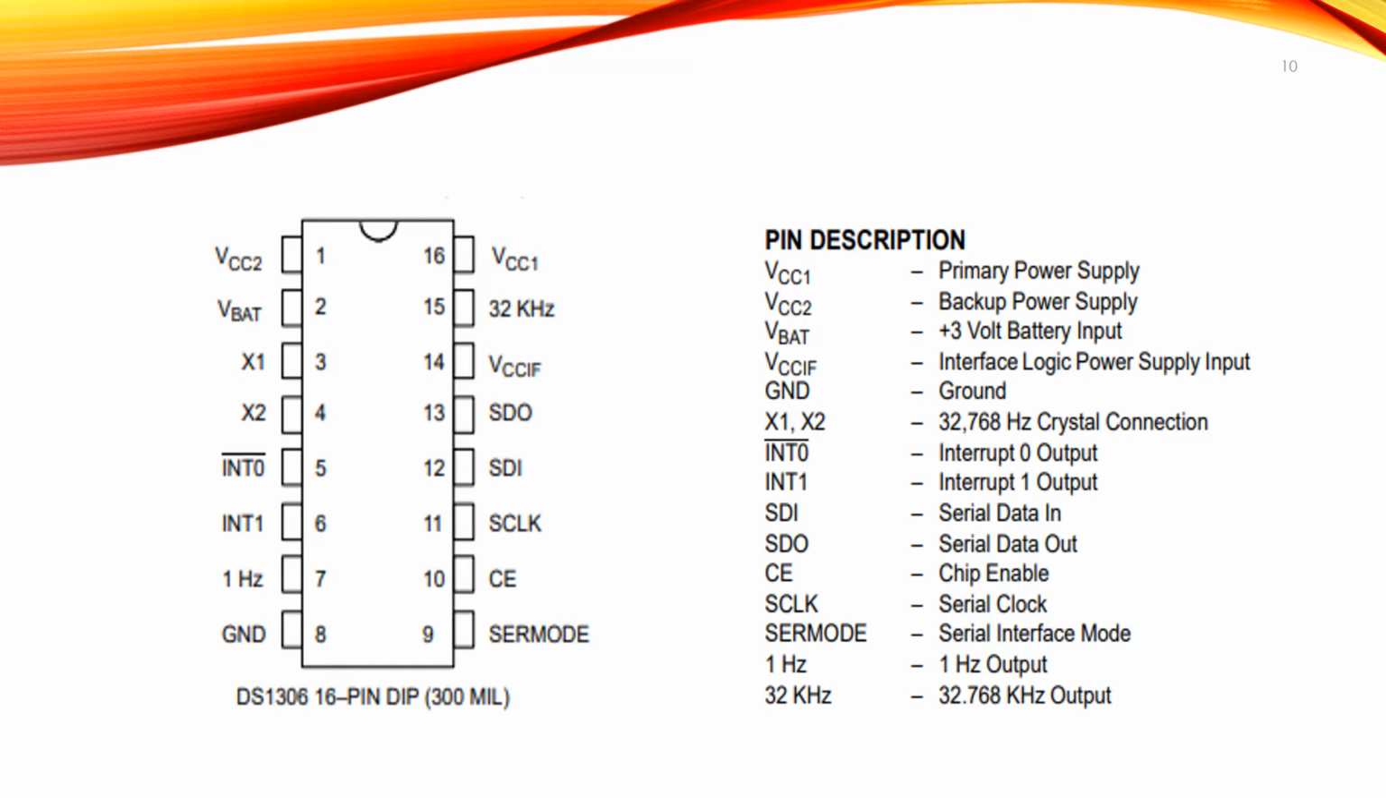SERMODE, that is serial mode selection, is pin number 9, an input pin. If it is high, then SPI mode is selected. If it is connected to ground, the 3-wire mode is selected. In our general application, it is connected to VCC because we are programming it as the SPI protocol. Then VCC, pin 14, is an interface logic power supply input. The pin allows interfacing of DS1306 with systems with 3 volt logic in mixed supply systems. So this is an additional feature which we get in general.